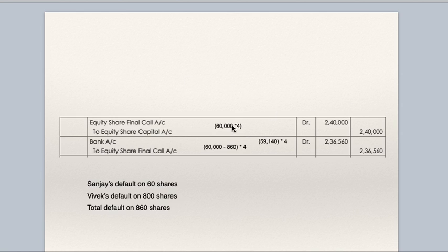Now final call due on 60,000 shares. 60,000 into 4. Equity share final call to equity share capital. Have they received final call on entire 60,000 shares? No. Sanjay's default on 60 shares. Vivek's default on 800 shares. Total default on 860 shares. So they have received final call on 60,000 minus 860 shares. That is 59,140 shares they have received final call at 4, which is 2,36,560. So bank account debit to equity share final call 2,36,560.